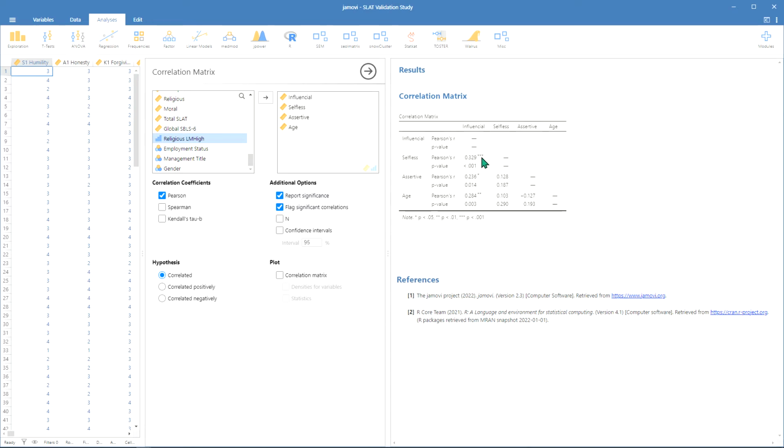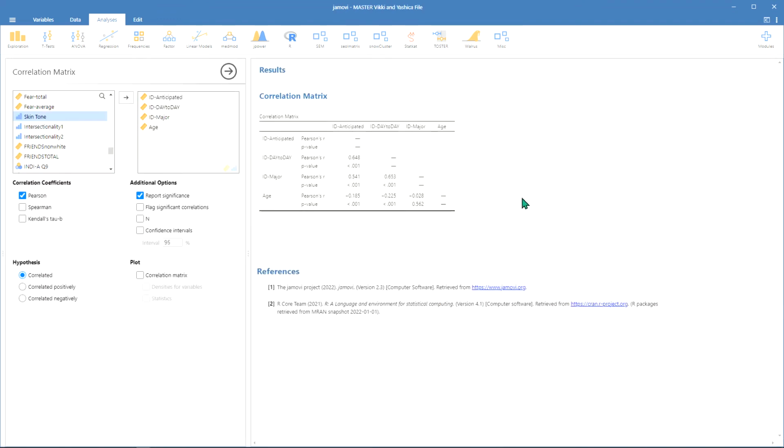If you investigate the effect sizes for Pearson correlation coefficients, you'll find that around that 0.3 level means it's a moderate effect size. Additional correlations that are significant would be influential and assertiveness, we see right here. And we also see that age and being influential, there's a significant relationship there. We do not see relationships between selfless and assertive, age and selfless, and assertive and age.